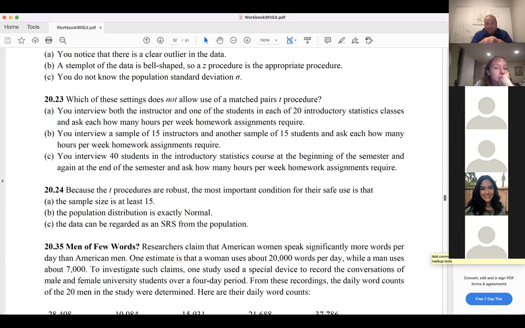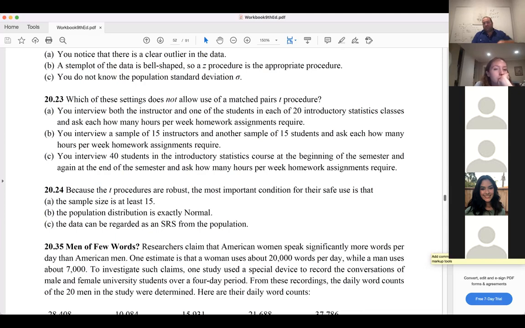So let's see why it's not C. If it's the same students before and after, you can certainly match them up, right? You're not looking at 40 random students before, 40 random students after. It's the same students before and after. That's certainly a match. The first one is instructor and students in each class. So they're paired up. They're not 20 random instructors and 20 random students. They're in pairs of instructor, student, instructor, student, instructor, student. So again, they're matched up.